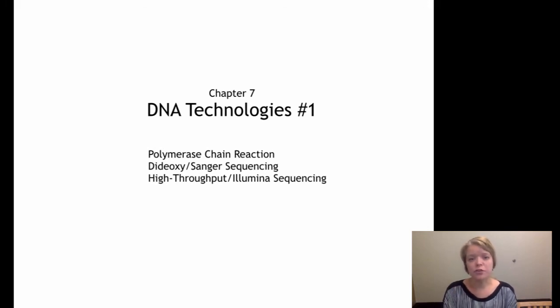I will specifically focus on just these three topics, which are polymerase chain reaction, Sanger sequencing, and then Illumina sequencing. Chapter 7 covers a lot of other DNA technologies, and we will revisit them later when we talk about RNA and protein translation.